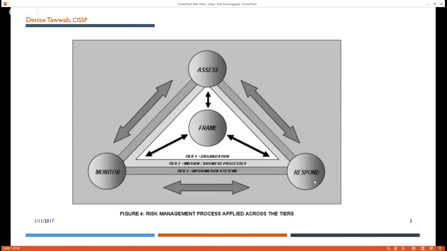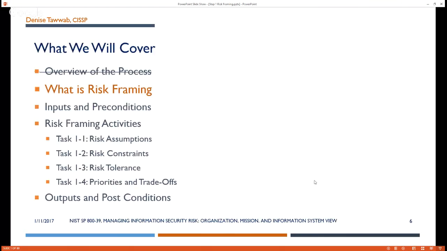So here you have a graphic of the risk management process, starting with, in the middle, the framing step, and then you assess risk, and then you respond to risk, and then you monitor risk on an ongoing basis.